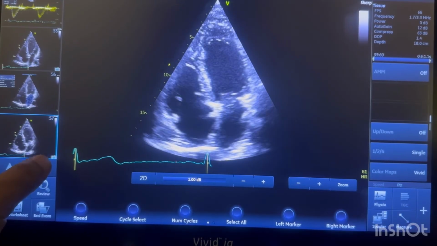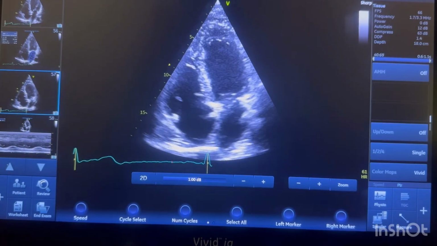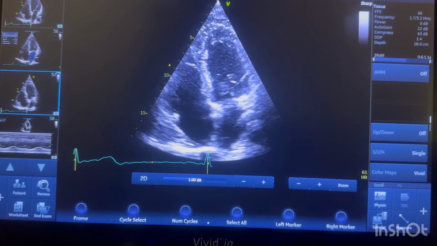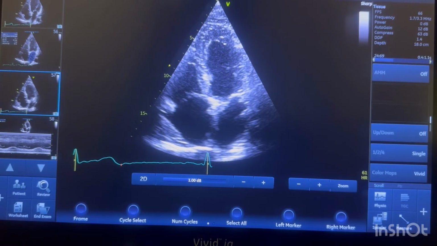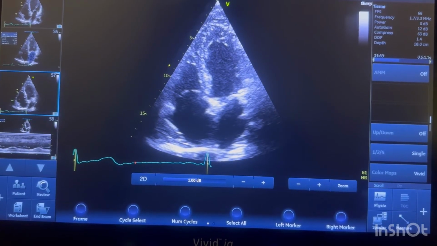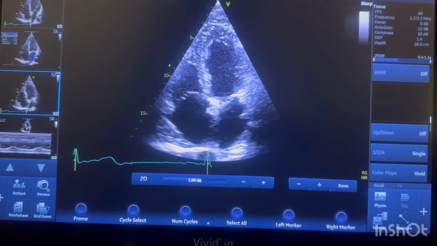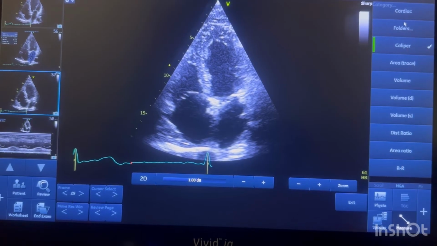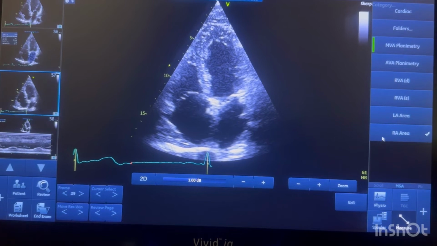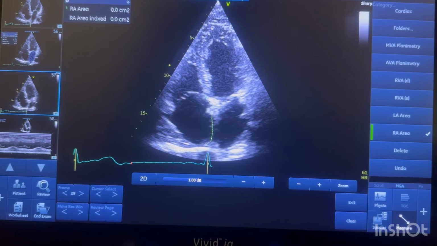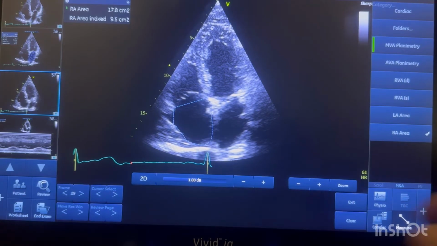Okay, now we came to the right side, so we need to measure the RA area and also the RV. For the RA area, you will use the same trick. Just wait for the tricuspid valve to open. Now it's opening. Go slightly backwards when it's closed. So now this is the time when you should measure. Go into the measurement, go into the area, whatever is in your machine. We have RA area. So you go here and just trace this area.